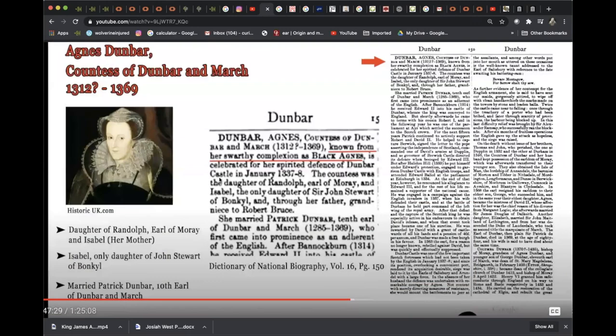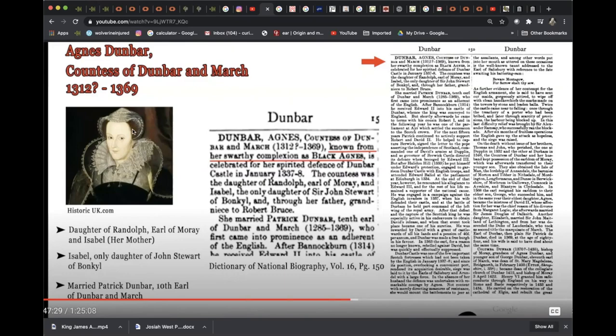Here we got Agnes Dunbar. Remember, Dunbar also meant brown or black. Countess of Dunbar and March, 1312 to 1369, the 1300s. Known from her swarthy complexion as Black Agnes. Again, this is from the Dictionary of National Biography, volume 16, page 150. This is a primary source, this is scholarly work: from her swarthy complexion. We know what swarthy means. Black Agnes. This is a whitewashed image of her.